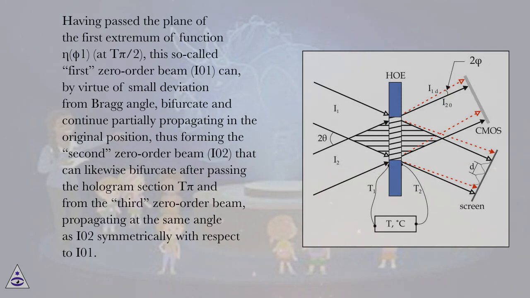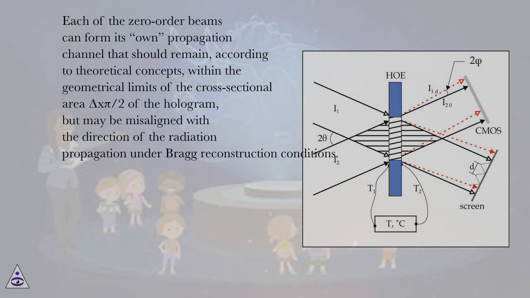Having passed the plane of the first extremum of function eta, phi 1, at pi/2, this so-called first zero-order beam, I01, can, by virtue of small deviation from Bragg angle, bifurcate and continue partially propagating in the original position, thus forming the second zero-order beam, I02, that can likewise bifurcate after passing the hologram section pi, and form the third zero-order beam, propagating at the same angle as I02 symmetrically with respect to I01.